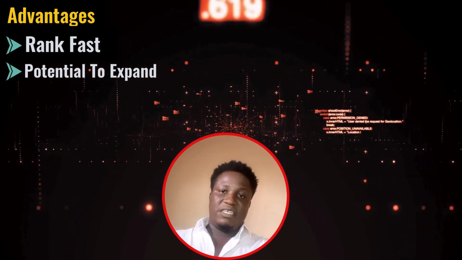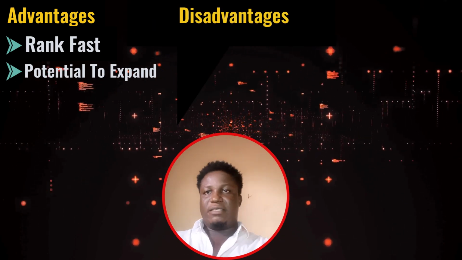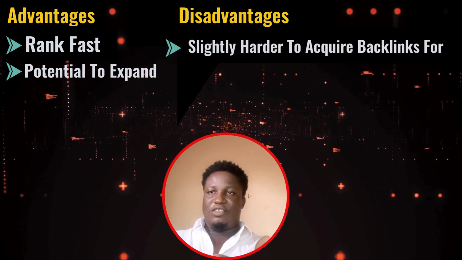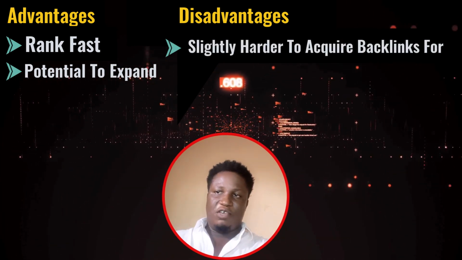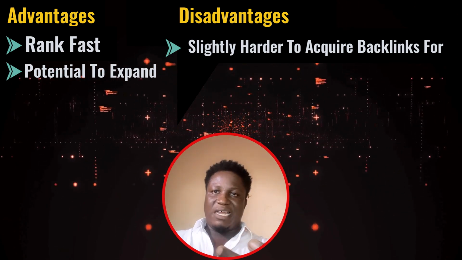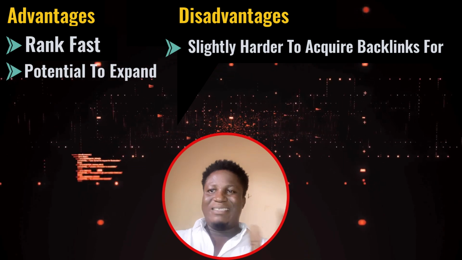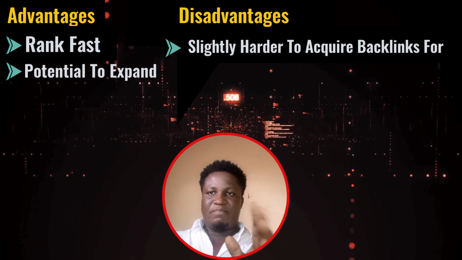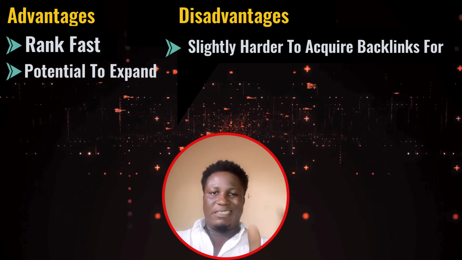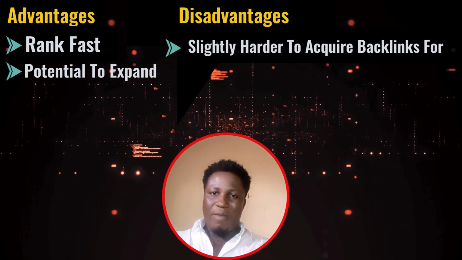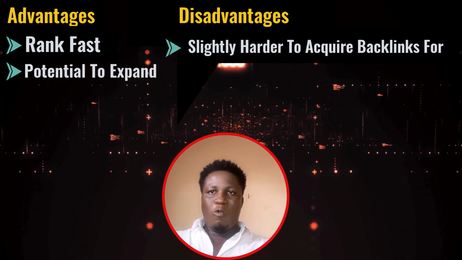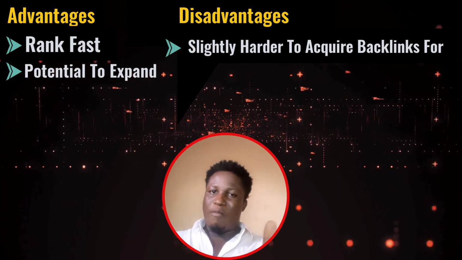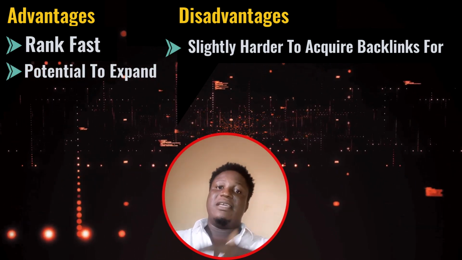Moving on to the disadvantages of partial match domains. These are going to be quite similar to EMDs. As your domain contains part of your keyword, it is going to be slightly harder to acquire backlinks. The main thing to focus on here is that if your domain name contains part of your keywords, then it can be seen to have high commercial intent. And websites are less likely to link to other websites that have commercial intent embedded in the domain name.